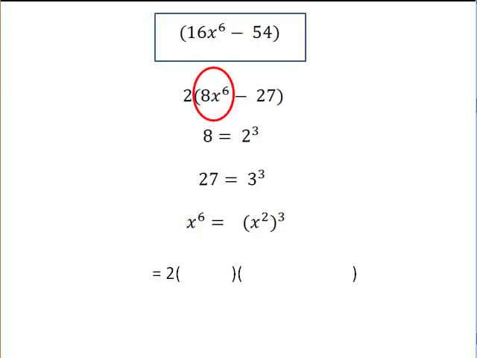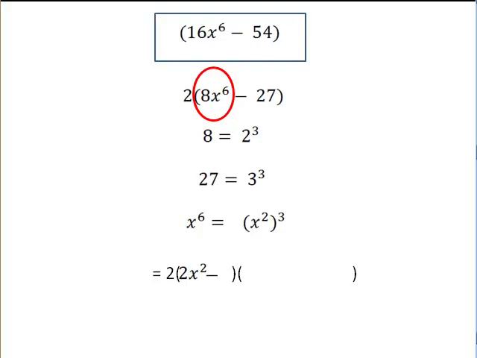First, we take the cube root of the first term in our problem. We already said the cube root of 8 is 2. Then the cube root of x to the 6th is x squared. The way we do this is simply to divide the exponent of x to the 6th by 3, giving us x squared. If it doesn't divide by 3, then it's not a perfect cube to begin with and can't be factored.